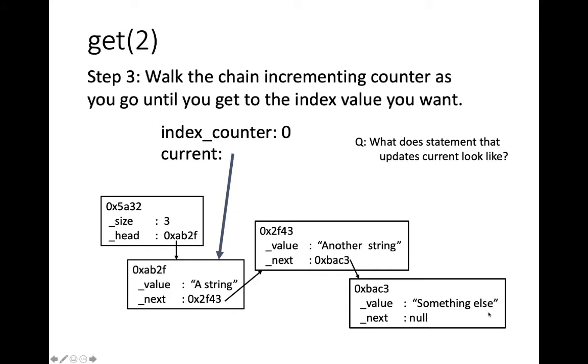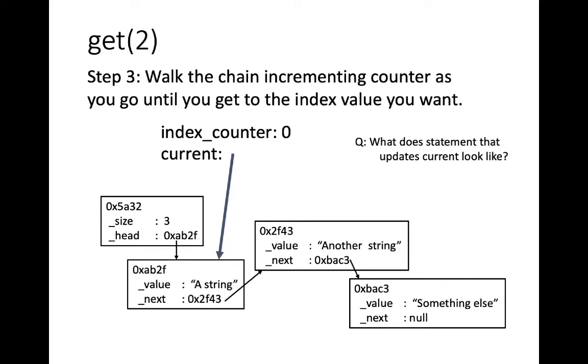Yes? Why the next is not null? What? Why is next not null? Which next? Next null. The next node? Yes. Why the next node is not null? Oh, while the next node is not null.